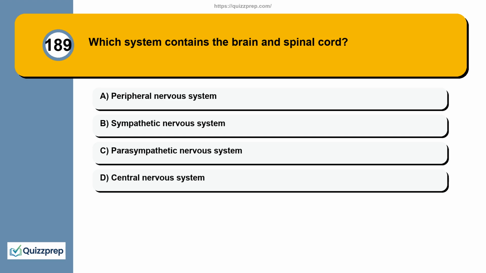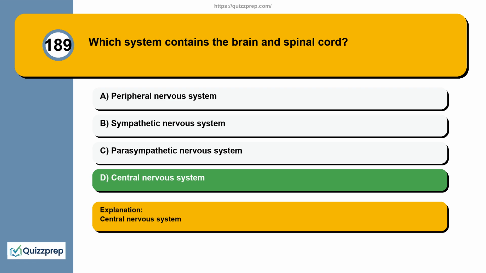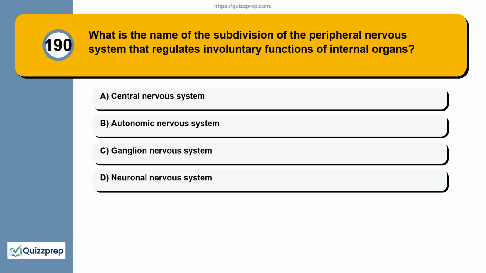Question 189. Which system contains the brain and spinal cord? Option A, peripheral nervous system. Option B, sympathetic nervous system. Option C, parasympathetic nervous system. Option D, central nervous system. The correct answer is option D, central nervous system.